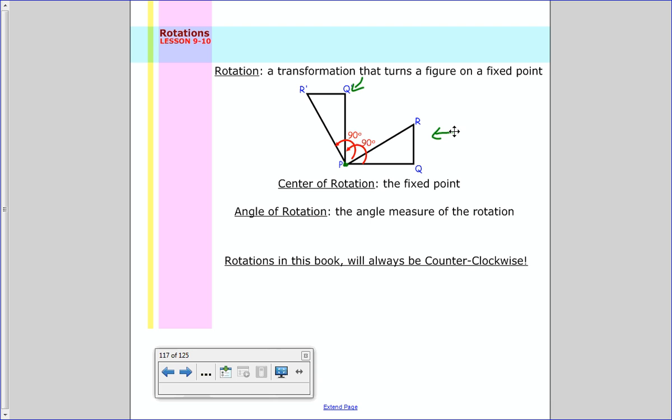The angle of rotation is the measurement of how we're rotating it. And many times you're going to see multiples of 90. So 90, 180, 270 degrees, or all the way back to 360 or 0 degrees where it started. Now in this textbook, when you do your assignments, you're going to notice that all the rotations are going to go counterclockwise. So you're never going to rotate it like the clock, going to the right. It's always going to be to the left.